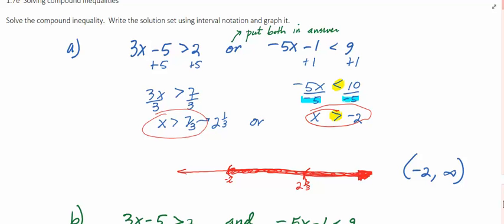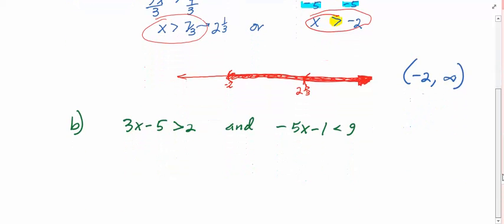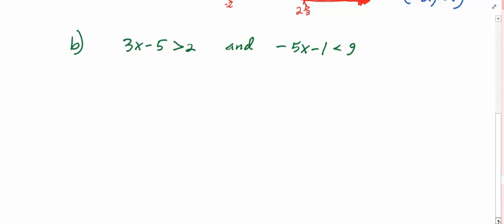Now, strategically, I'm going to go ahead and do the very same problem, but I have an and between the two inequalities. All right, so let's take a look at what we're going to do here. We're going to go +5, +5. Oh, I'm going to back up because we already know the answers. The answers are anything greater than 2 1/3, and then this one is anything greater than -2.